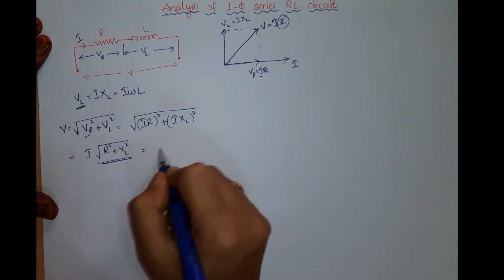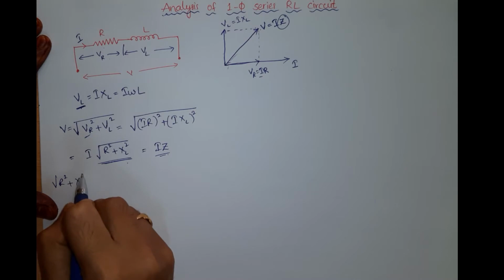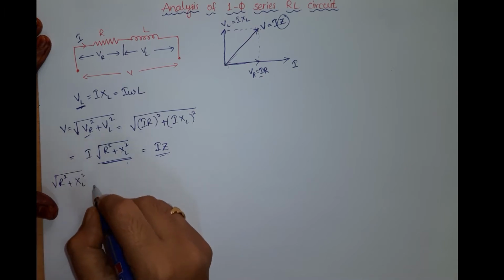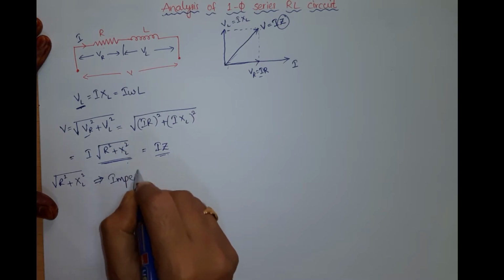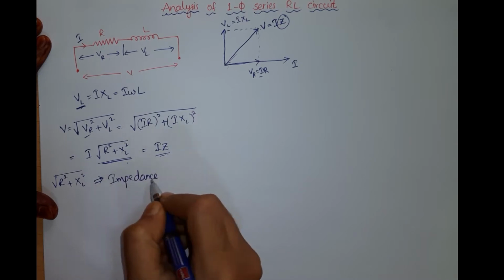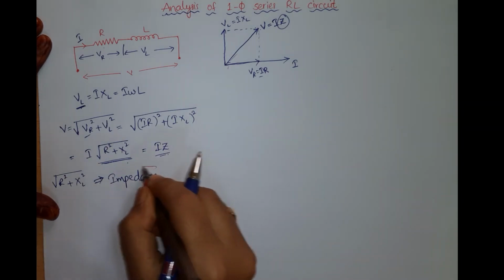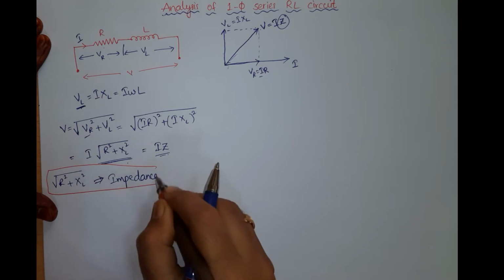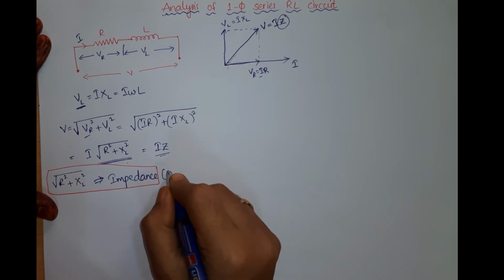So I am simplifying this as I into Z, where Z, the root of R square plus XL square, is called impedance. This is called impedance, and it is also expressed in ohms. So this is called the impedance of the total series circuit. It is denoted by Z, and it is in ohms.